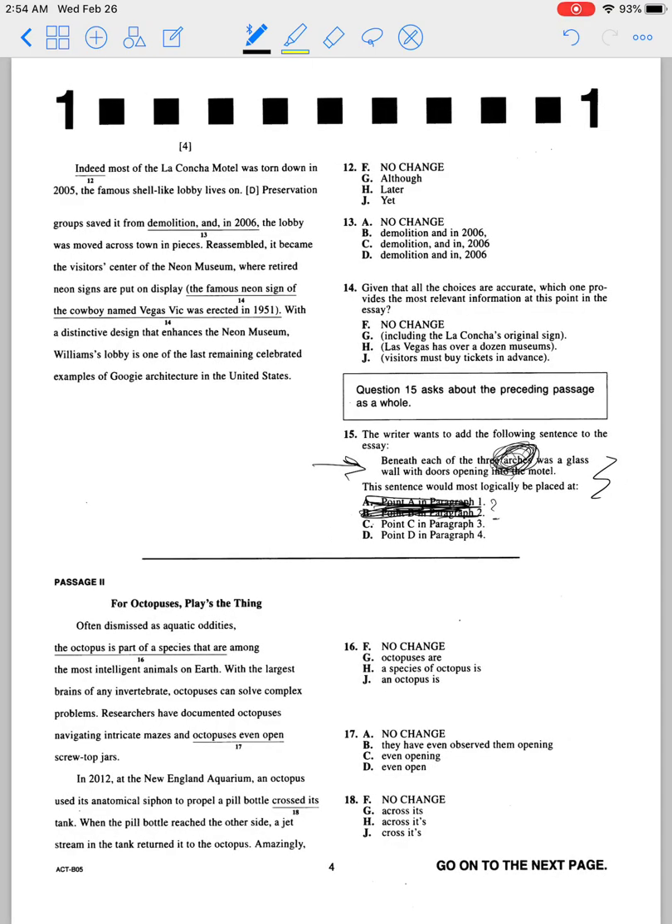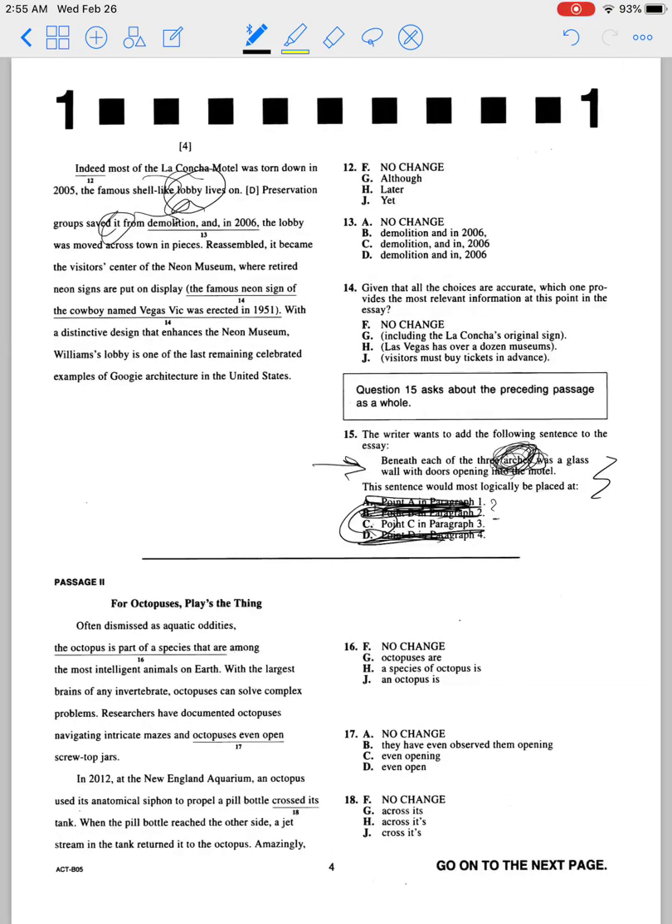Now if we look at point D in paragraph 4, it says, the Indian Mosa La Conca Motel was torn down in 2005. The famous shell-like lobby lives on. Beneath each of the three arches was a glass wall with doors opening into the motel. Preservation groups saved it from demolition. Well, that would break the flow of this paragraph. It's clear that it here is talking about the lobby, so adding this sentence in would make that unclear. Therefore, C is the best option.